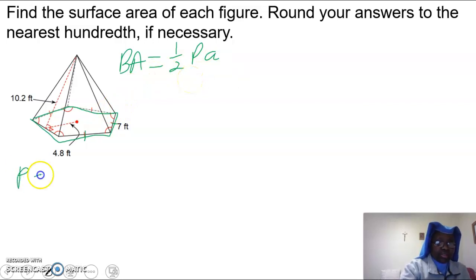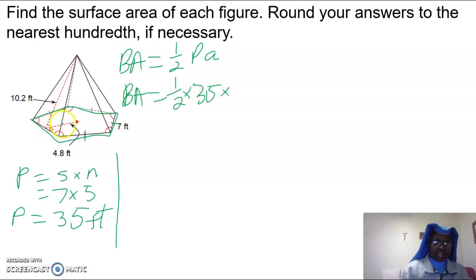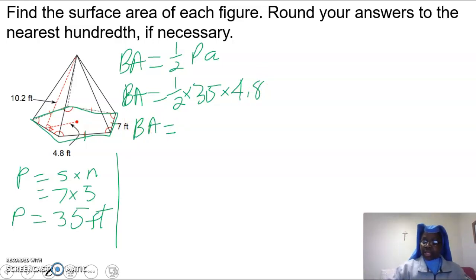So the perimeter is going to be side times n, and the side is 7 here. So 7 times 5, since there are 5 of them, so the perimeter is going to be 35 feet. So we plug that in here. Base area is going to be 1/2 times the perimeter, which is 35, times the apothem. The apothem is perpendicular to the side, from the center. So that's 4.8.